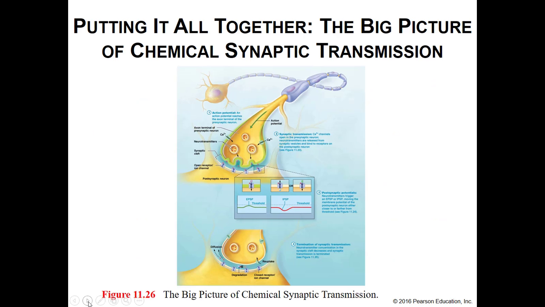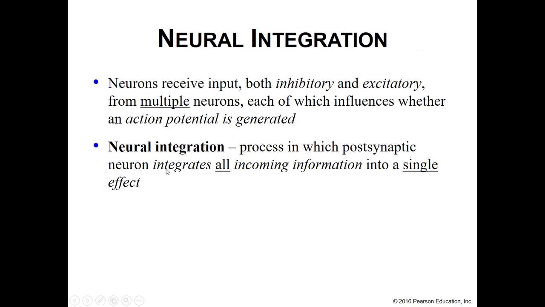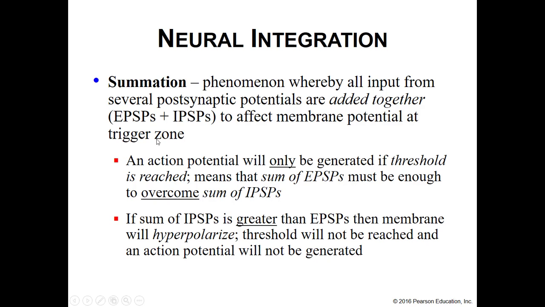And so here's our big picture of putting it all together. From the action potential to the synaptic transmission to the postsynaptic potential to termination of the synaptic transmission. And how is all this integrated? So with the inhibitory or excitatory signals from multiple neurons, how are they integrated together to generate one action potential? And so we have different ways in which integration takes place, and that is called summation. So the added together effects of our excitatory and inhibitory, whether they reach threshold, will determine whether we generate an action potential.